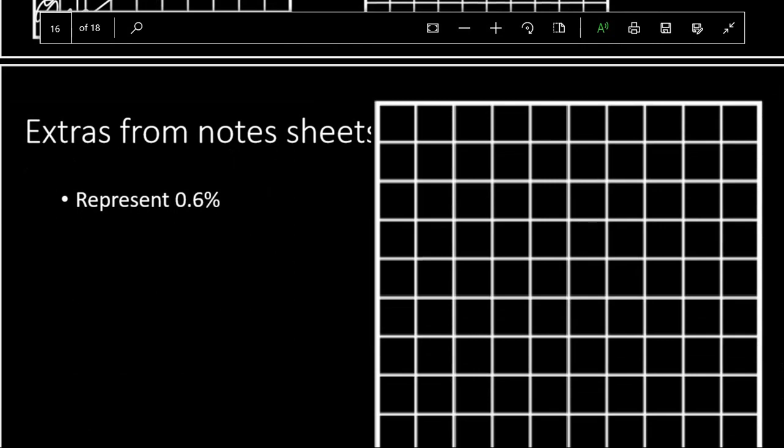Next one, extras from your notes. So you need to represent 0.6%. So we know that 0.6 is less than 1. So this is going to be a fractional percent. Basically, it's going to be 60% of one little block. So if I take one block, I'm going to draw it down here.